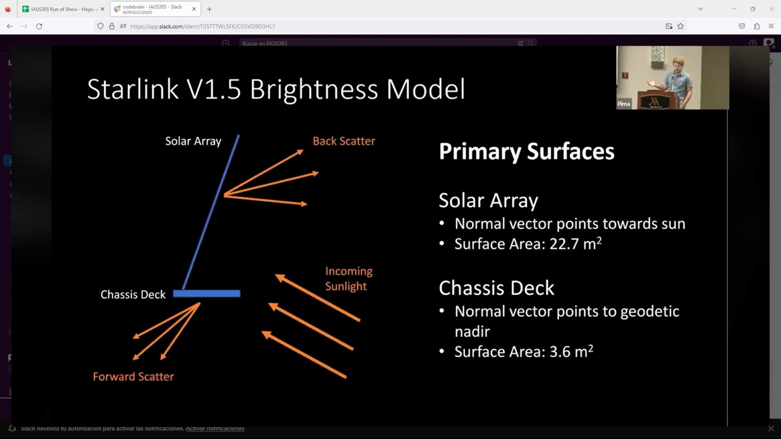So I'd like to just get right into talking about our results. We decided to validate our models using Starlink V1.5 because there's plenty of observations out there, and we had great collaboration with SpaceX to get some of the numbers we needed. So our brightness model consists of two primary surfaces. We have the solar array, which mostly drives backscattered light. So that light is going to be more visible for observers near the terminator. And then we have forward scatter from the chassis deck, and that's going to be visible to observers farther into night.